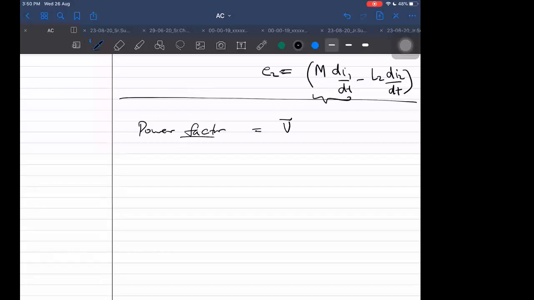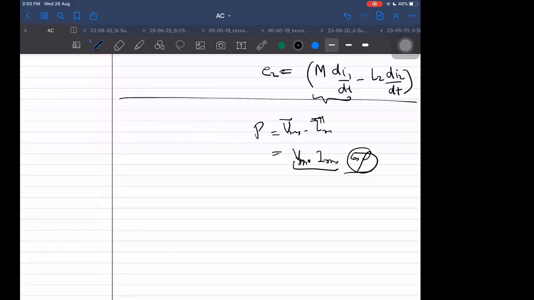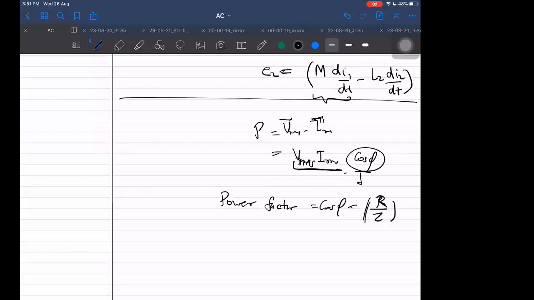What is power? What is the power formula? VRMS into IRMS into cos phi. That is power. Normally we know the power formula, what is the power formula if it is DC? It is just V into I. But here it has an additional multiplication factor. That additional multiplication factor is called the power factor. So what is the power factor? Power factor is just cos phi. That is also equal to R by mod Z. That is the power factor. Okay.